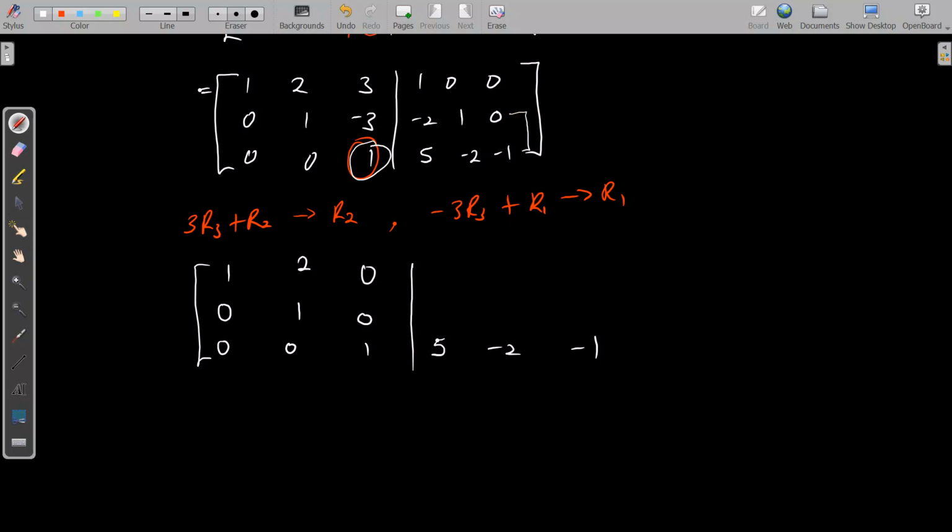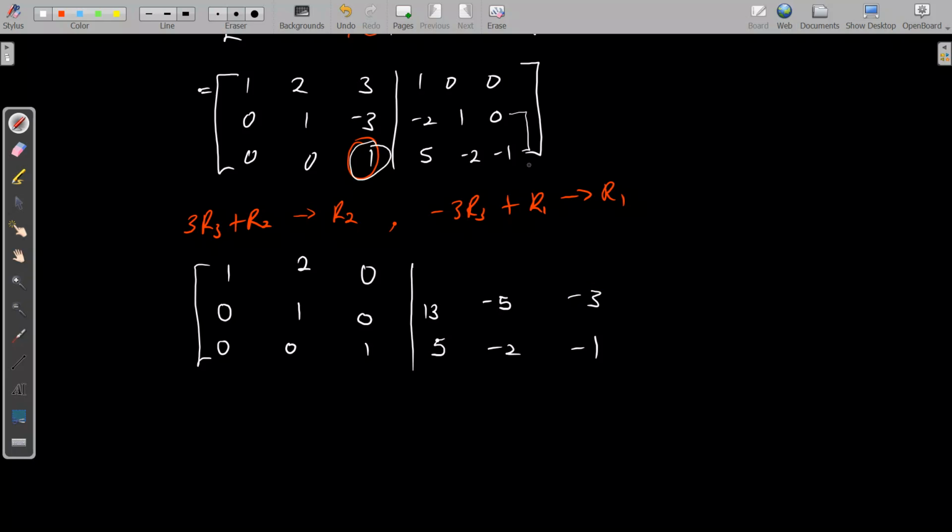Between these two, it is 3 times row 3 plus row 2. So 3 times 5 is 15 plus negative 2 is actually 13, I think. Yeah. And then the other side is 3 times negative 2, which is negative 6, plus 1, and that's going to be negative 5. Now 3 times negative 1, which is negative 3, plus 0, and that is going to be negative 3.